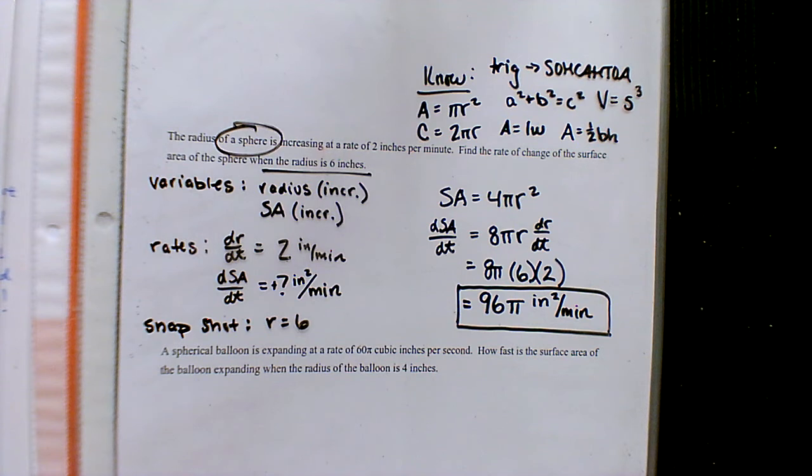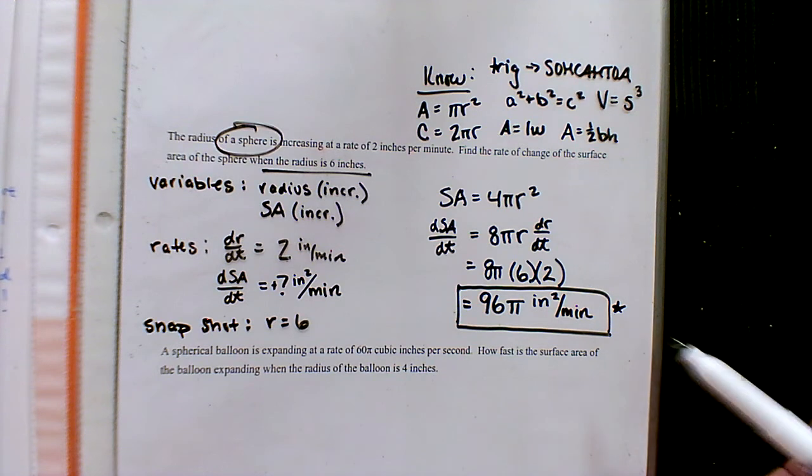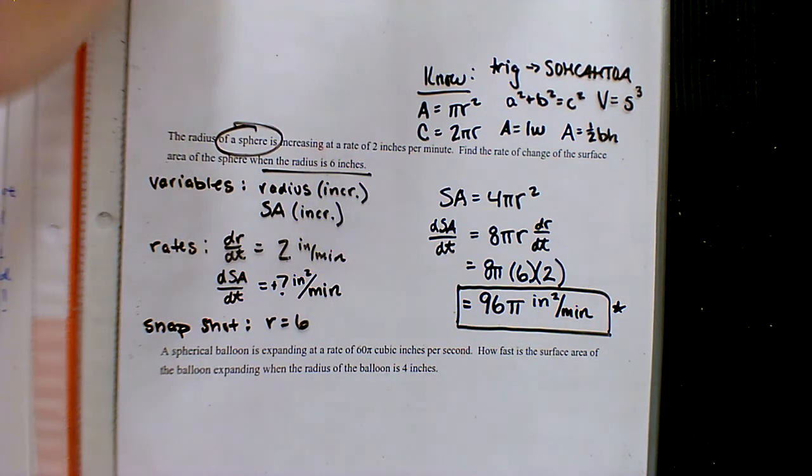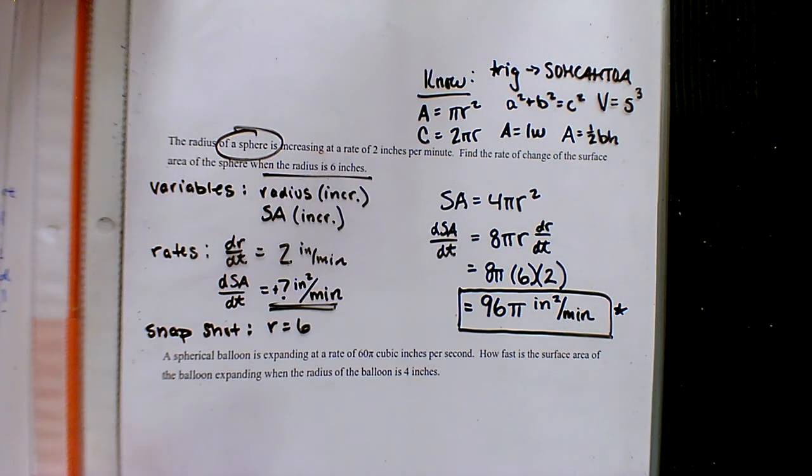All right, so that's exact. If you want to type it in your calculator, get a decimal value, you could go to 4 decimal places, but truncate or round, whatever the case is. So there's our rate for surface area. Notice how it's positive like we anticipated, so I think we're good.